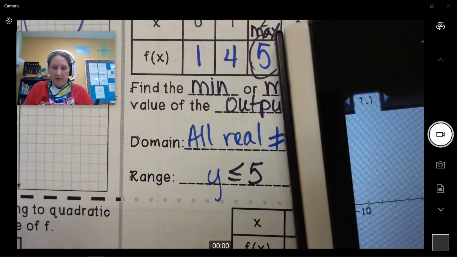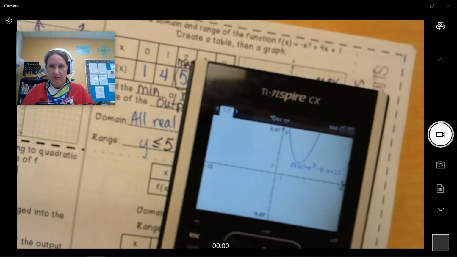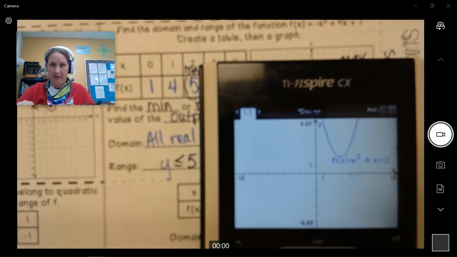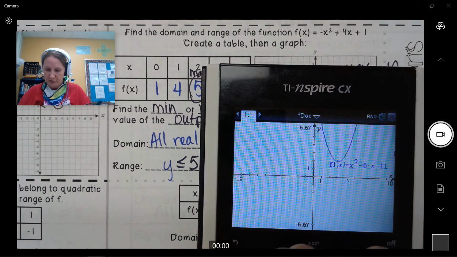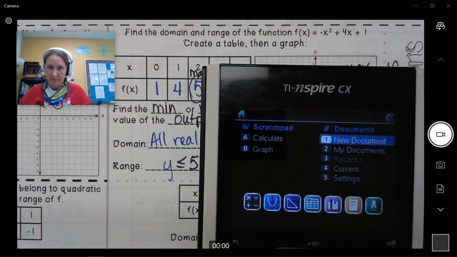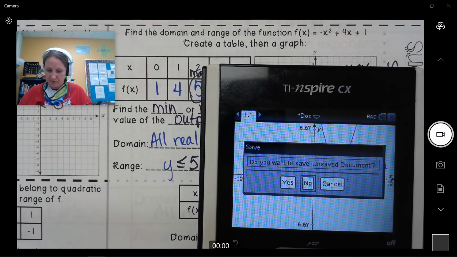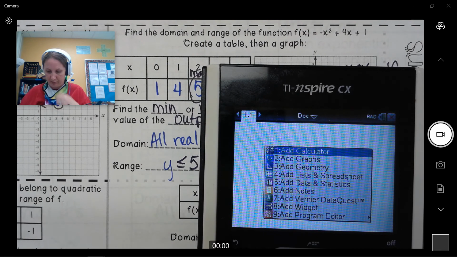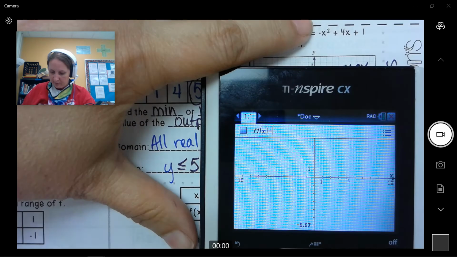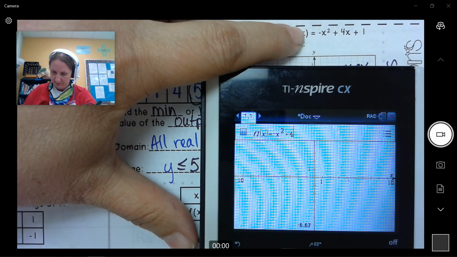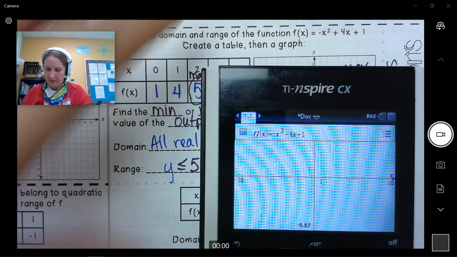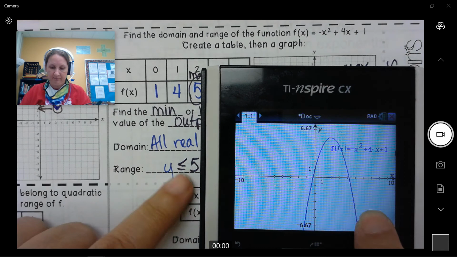Okay? Next question on here is showing another graph, and I apologize for this zoom. So we're going to go back to new and start with a new graph so that we do not have confusion with what's on here. Push in negative x squared plus 4x plus 1. And you'll know this time it looks like a frowny face.